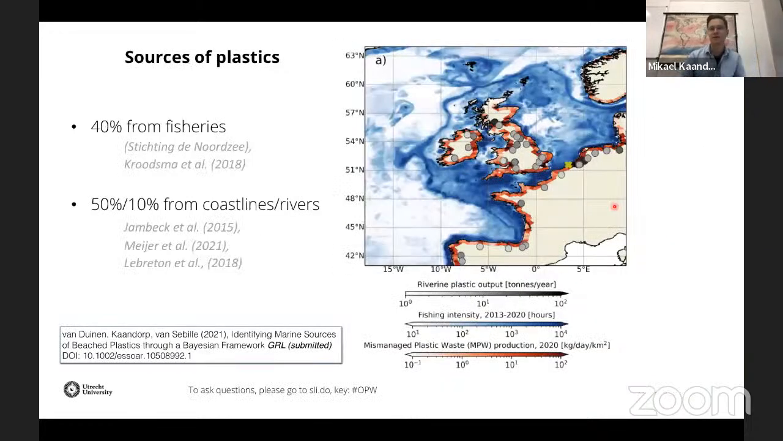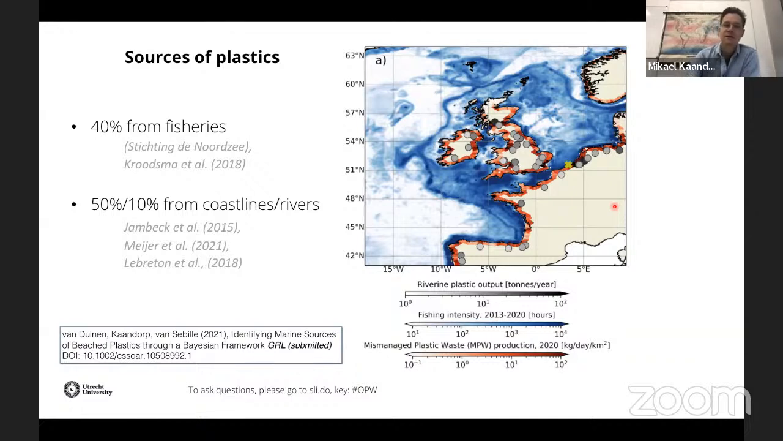So we considered three different sources for this project. First of all, we find that about 40% of the plastics in the Netherlands are likely originating from the fishing industry. So we see a lot of fishing nets lying around, so about 40%. And then we assume that about 50% slash 10% is either coming from the coastlines or from rivers.